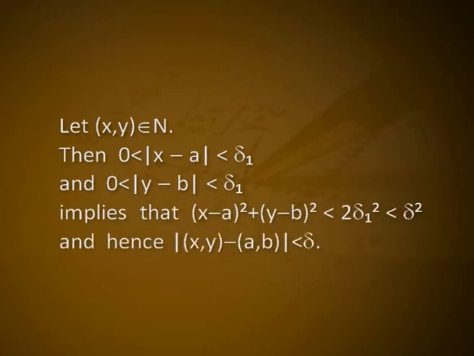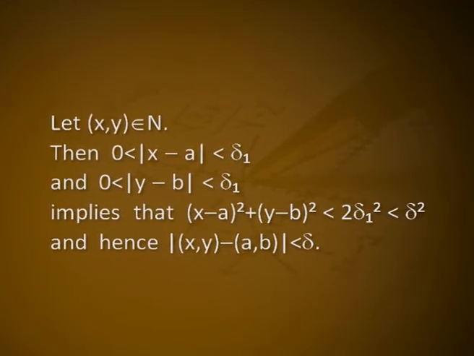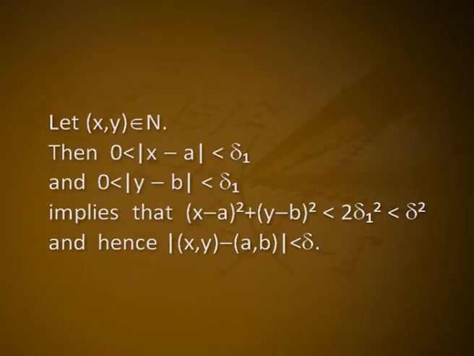Conversely, let B be a circular delta neighborhood of point (a, b). Choose positive number delta 1 such that root 2 delta 1 is less than delta, and consider the square delta 1 neighborhood N of (a, b). Let (x, y) belong to N. Then 0 < |x - a| < delta 1 and 0 < |y - b| < delta 1 imply that (x - a)^2 + (y - b)^2 < 2 delta 1^2 < delta^2, and hence |(x, y) - (a, b)| < delta. Therefore (x, y) belongs to the circular delta neighborhood B, and hence N is contained in B.